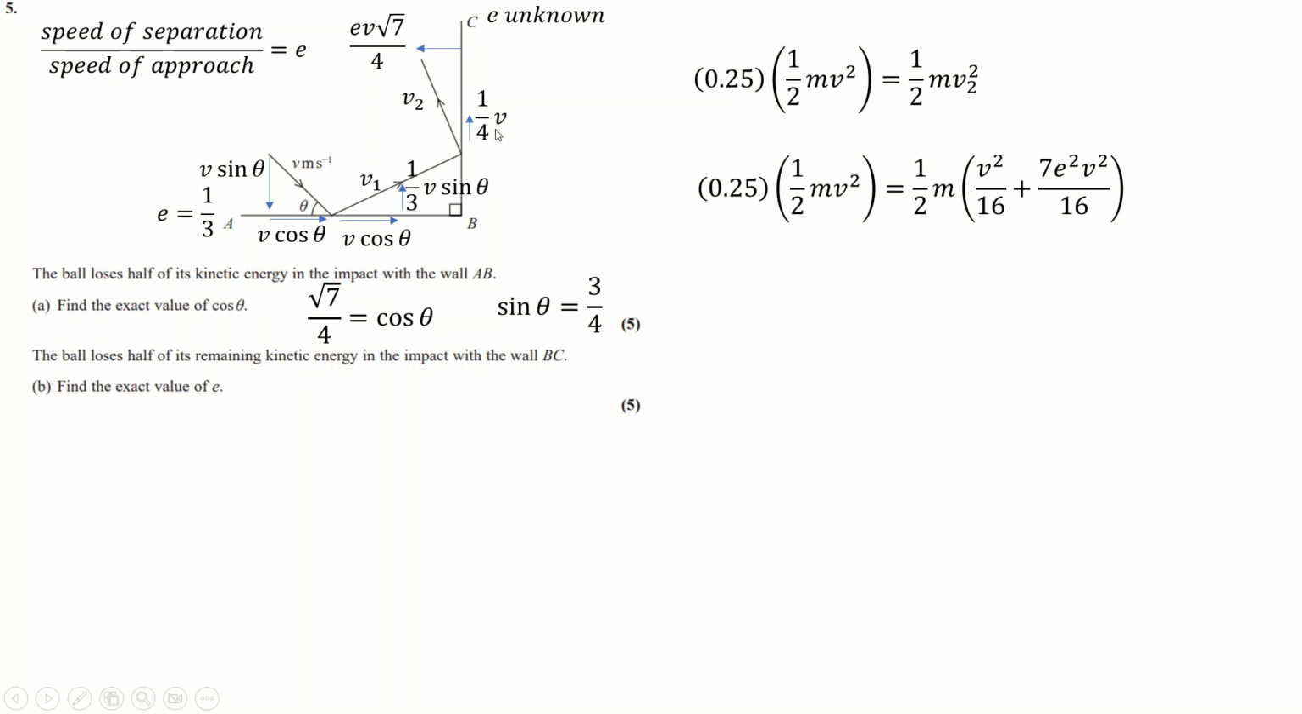This squared is v squared over 16, and likewise here. The half mv squareds all cancel out again. I'm going to write that as 1 over 4. Put those together and times by 16, I guess. Yeah, times by 16. We can just solve this out. I'm sure you understand what I'm doing there. Good, and we get the exact value of e, I guess.